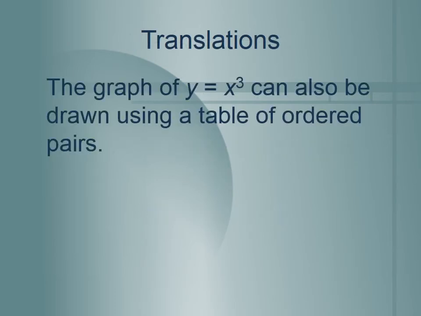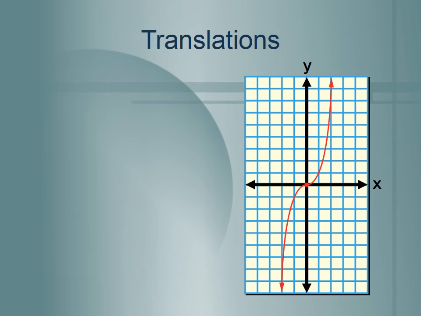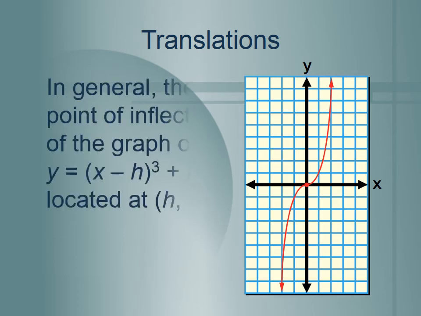So just like the y equals x squared, we can also do y equals x cubed, and we can graph it the same way at first using ordered pairs. And when we do that, we notice that we have a point of inflection, and a point of inflection is just where the graph is going to change directions. So the point of inflection is at 0, 0. So this is what that graph looks like.